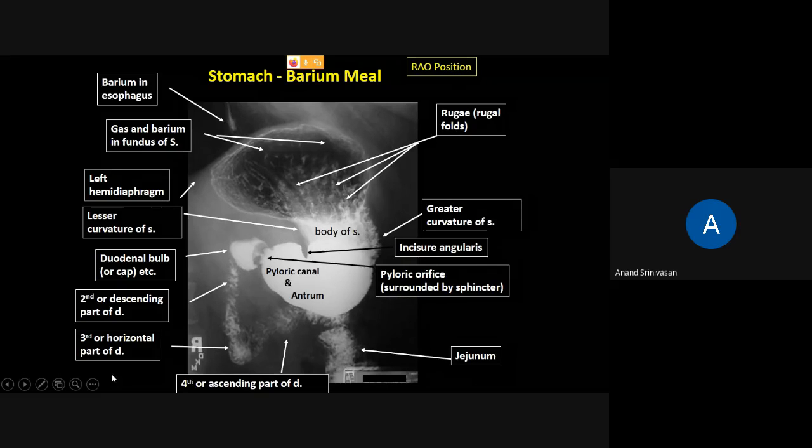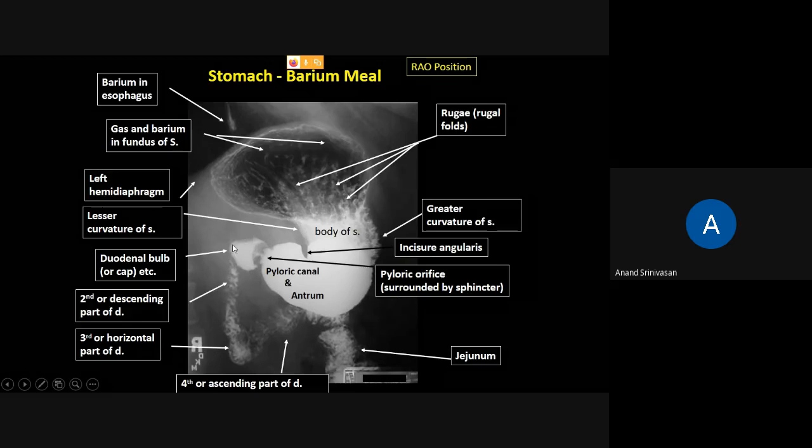These are the structures which you need to know in this barium meal. Most of the structures you already know from gross anatomy, so here you need to interpret it with the knowledge gained from gross anatomy. Here you can see the rugae, the greater curvature, the lesser curvature. This is the pyloric orifice, the canal, and this is the body. This is the antrum. Then here you can see the duodenal bulb.